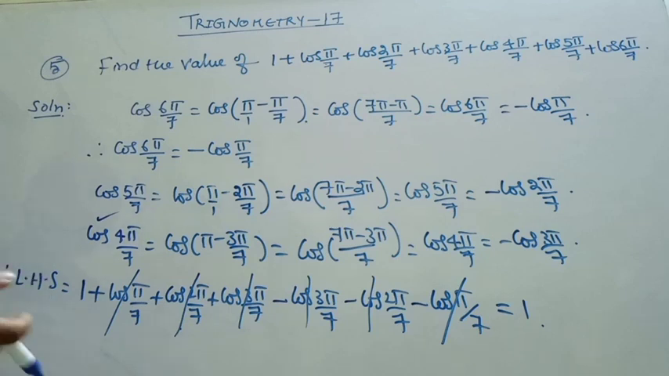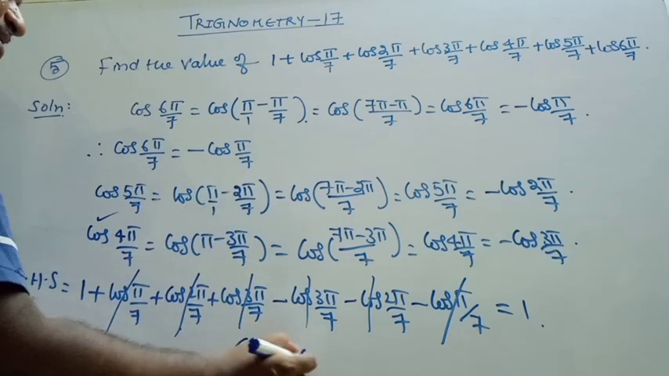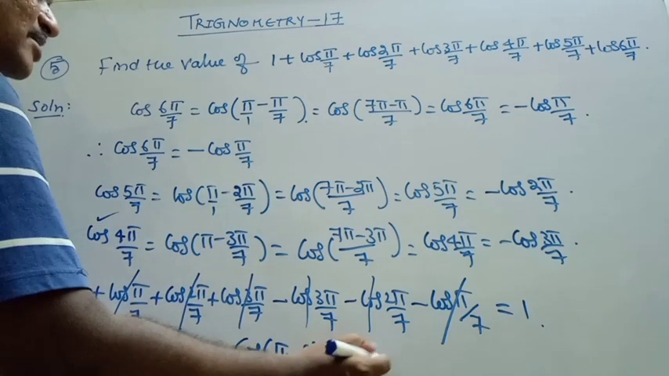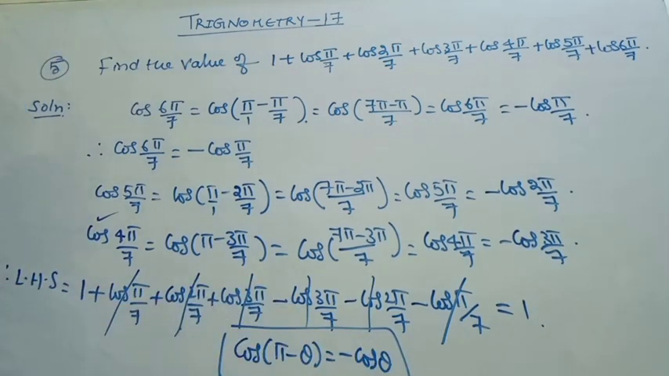You see how beautifully this was simplified and got the answer as 1, right? Fine. The answer is 1. Here you have used the result cos of 180 degrees minus theta, cos of pi minus theta, is equal to minus cos theta, because in the second quadrant cos becomes negative.